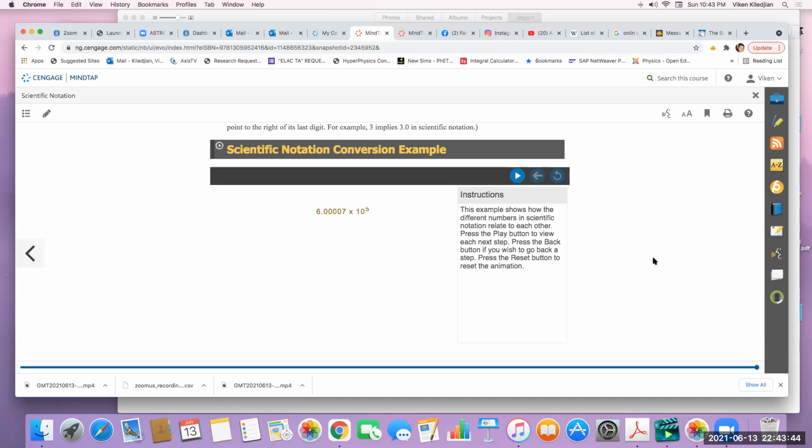So scientific notation conversion example. So 6.0. Yeah, but this is not an exercise. So this is not something you would submit. You're just sort of watching them do it. Yeah, they're showing you examples essentially. So this one, go back, and I think that's it for that.